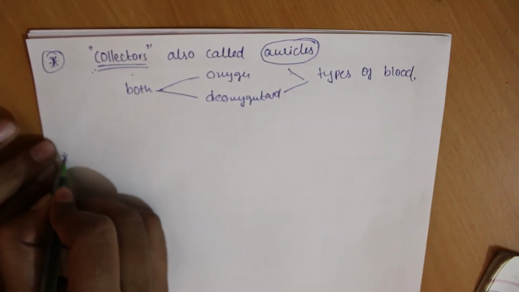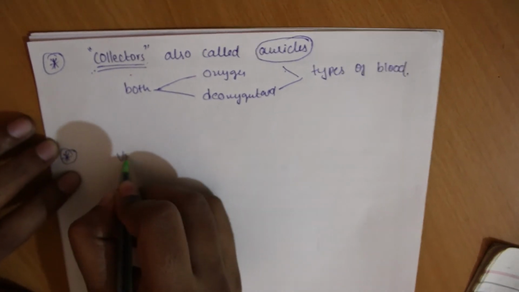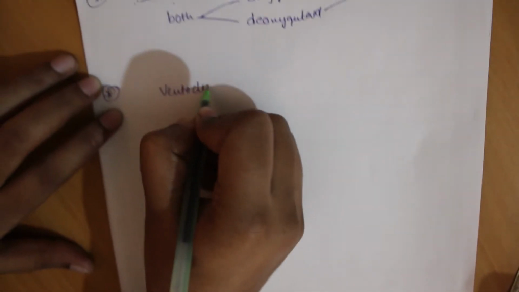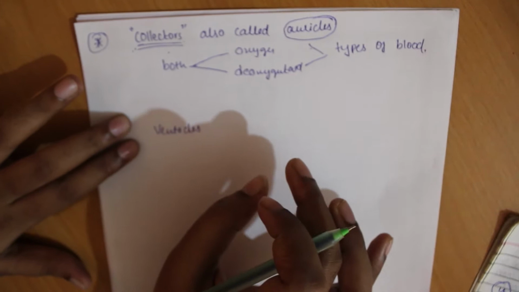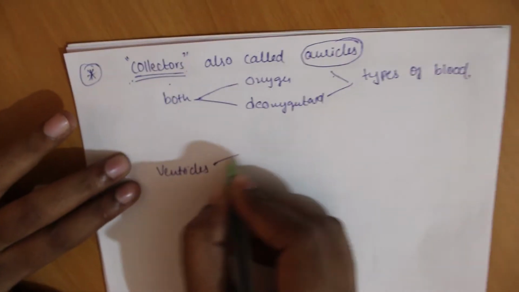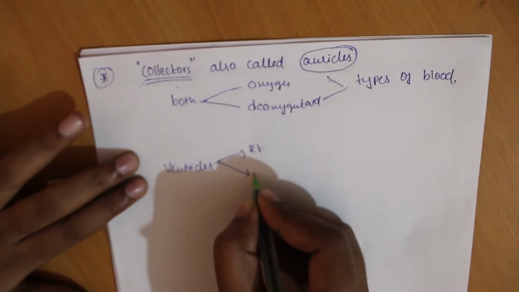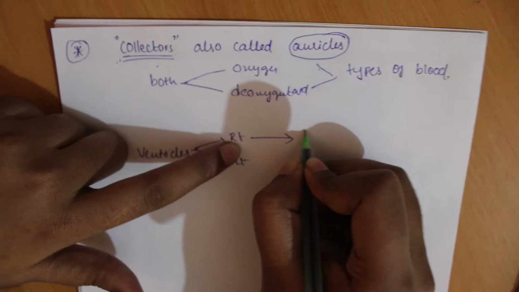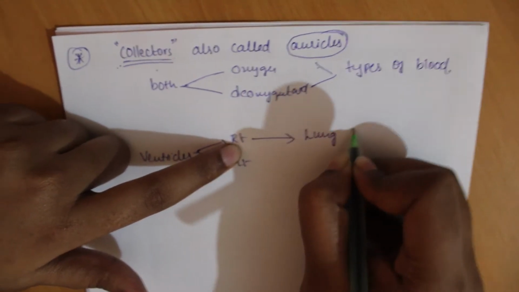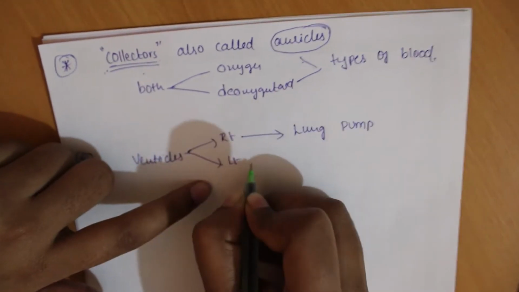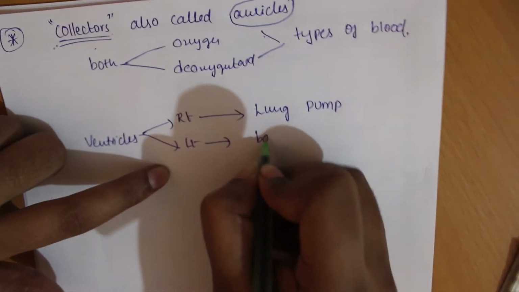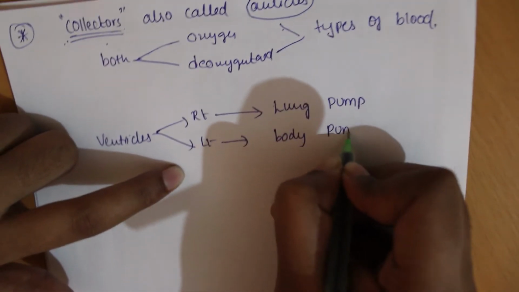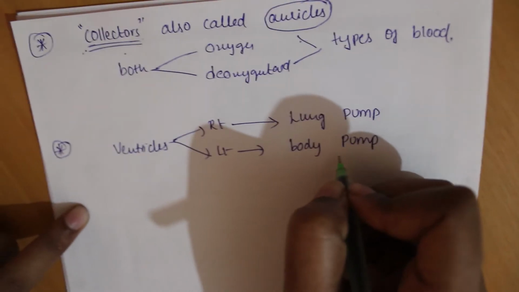Now move on to the ventricles. Ventricles are divided into two. There is no specific combined name for it. It is divided into parts, that is right and left. The right ventricle is called the lung pump. The left ventricle is called the body pump. Why it is called the lung pump and the body pump?